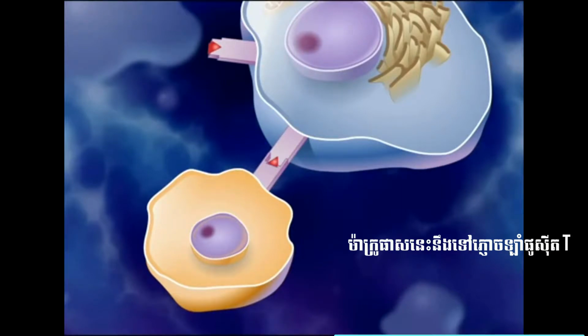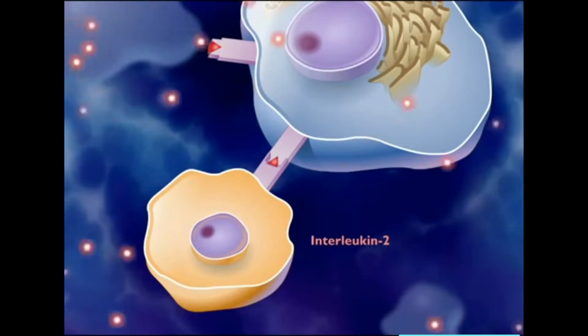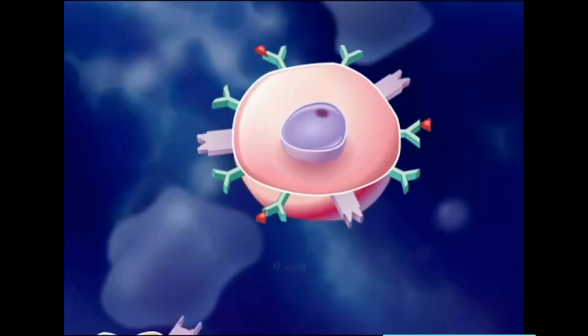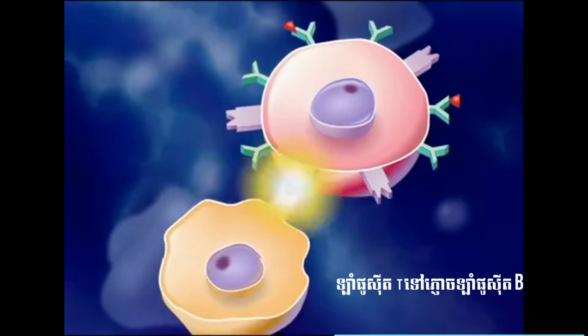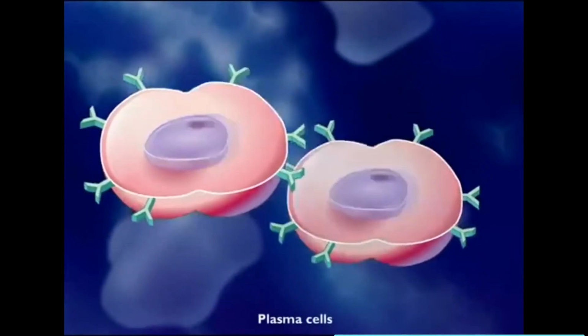During the interaction, the macrophage releases a chemical alarm signal called interleukin-1, which stimulates the T helper cell to secrete interleukin-2. Interleukin-2 causes the proliferation. When B cells become activated by T helper cells, they differentiate into plasma cells.